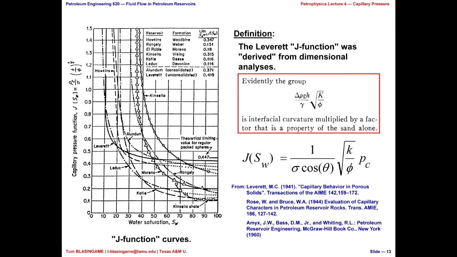What does that mean to everybody else in this room? He multiplied stuff by capillary pressure until the dimensions canceled. Okay? So he essentially defined this function, which is 1 over the interfacial tension multiplied by cosine theta, the angle, and then the square root of permeability divided by porosity multiplied by capillary pressure. And if you work the units out, it's dimensionless. Is it right? If this were correct, what would have happened to all the curves on that plot?